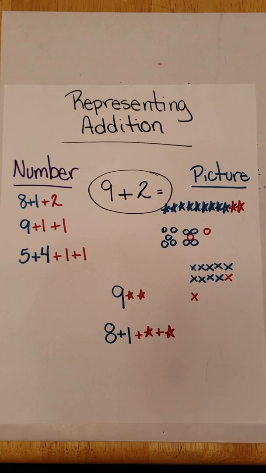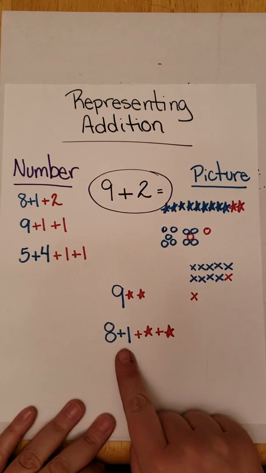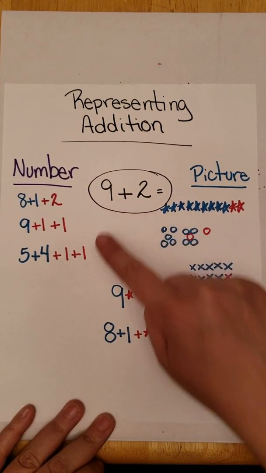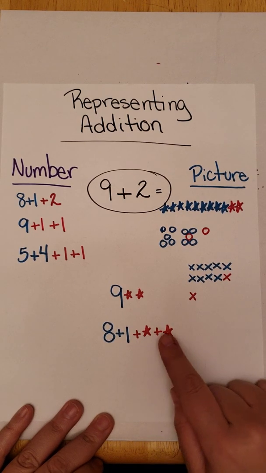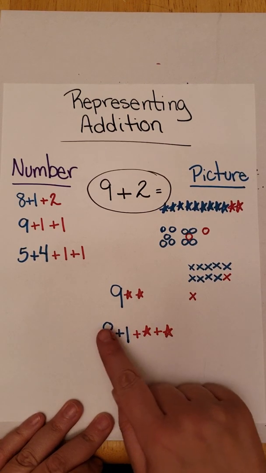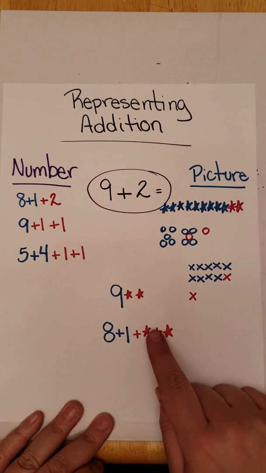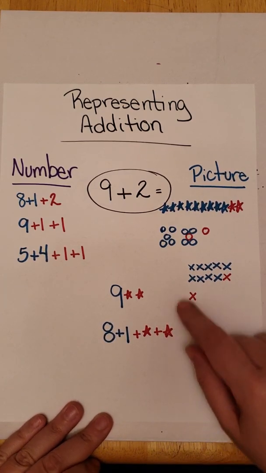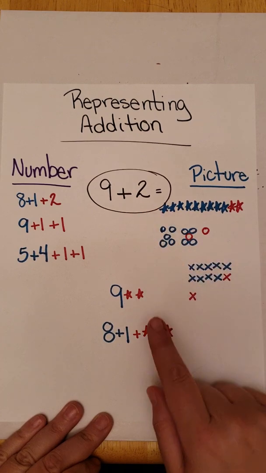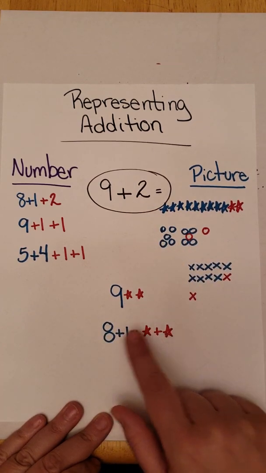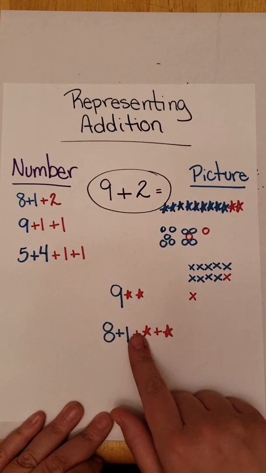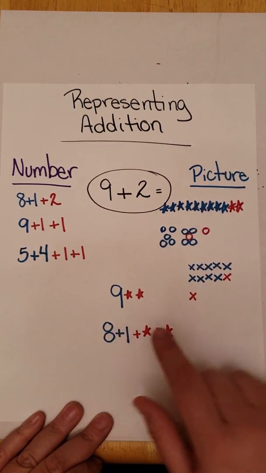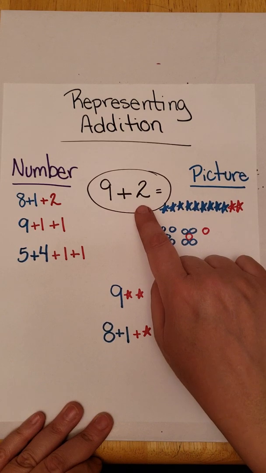Whoa, what just happened there? I said 8 plus 1, which is the same as 9, plus 1 more star and 1 more star. Well, if that's 9, and 1 star and 1 star are 2 stars, or 2 things, I'm putting together a 9 and 2 things, which means that this, even though it's some number expression and some pictures, is still a representation of this.